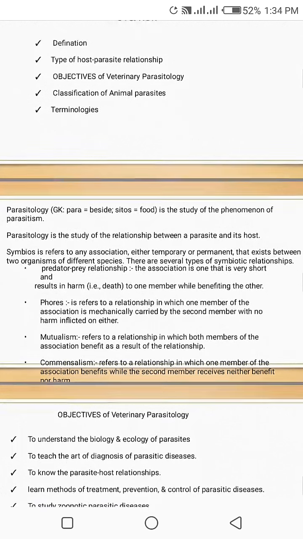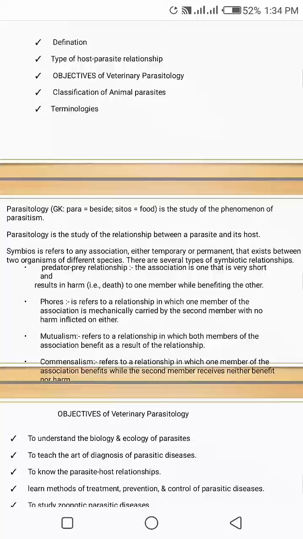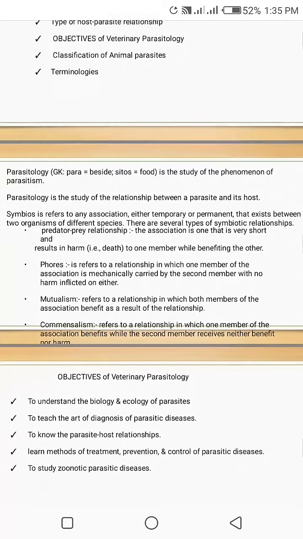The other association is phoresis. It is a relationship in which one member of the association is mechanically carried by the second member. Mutualism, as we can understand from the name, mutual means both, so both members are benefited. Commensalism refers to an association where one member is benefited and the other member is neither harmed nor benefited.